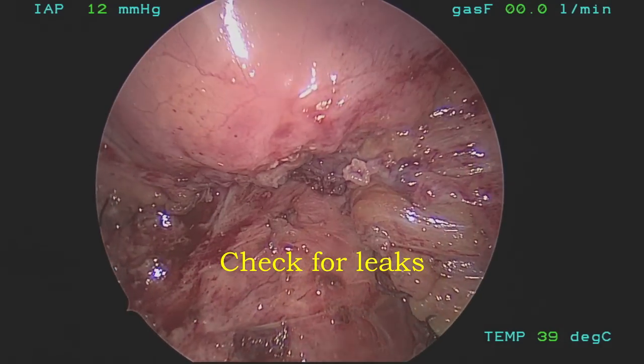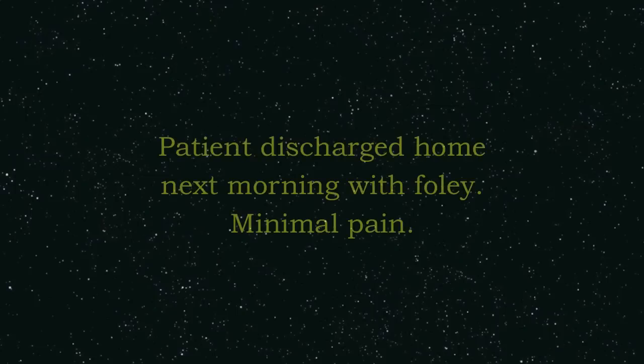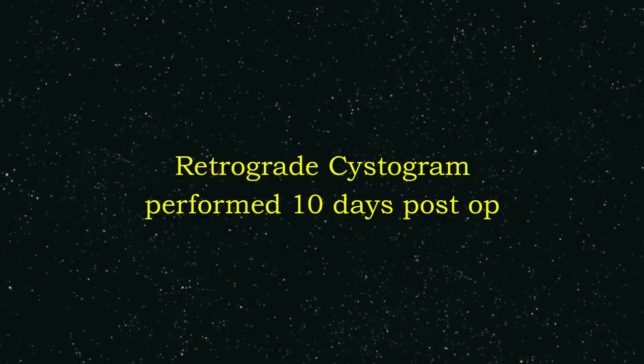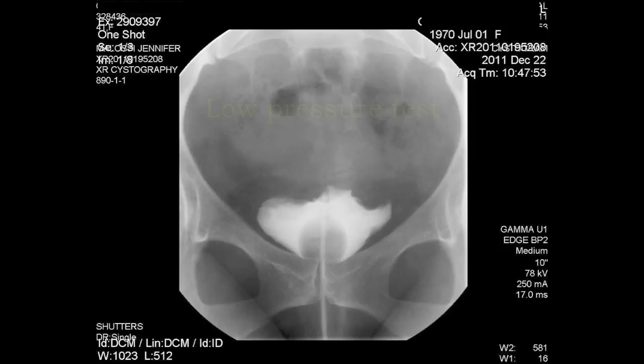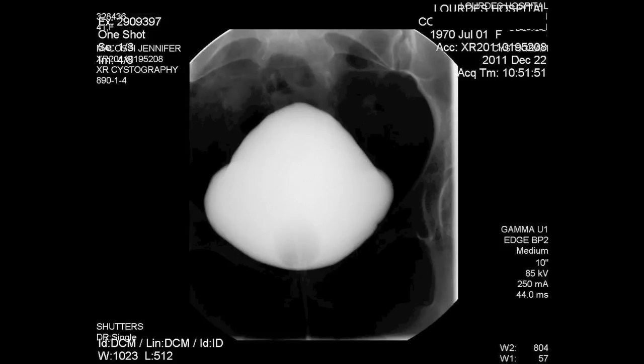The bladder is filled, ensuring that there is no leakage. The patient is discharged home the next morning with a Foley catheter in minimal pain. A retrograde cystogram is performed 10 days later, and under low pressure there is no leakage, and under normal pressures, the bladder shows no leakage.